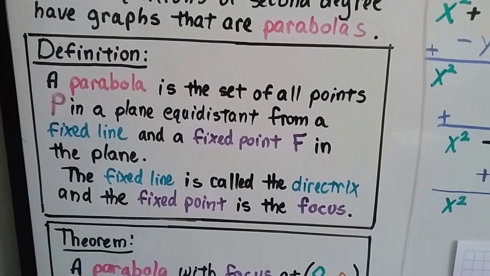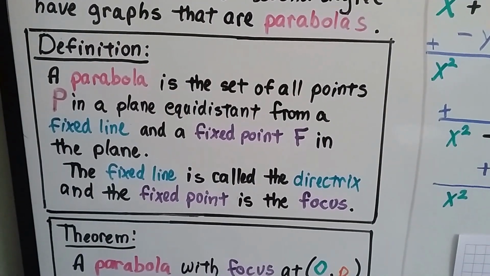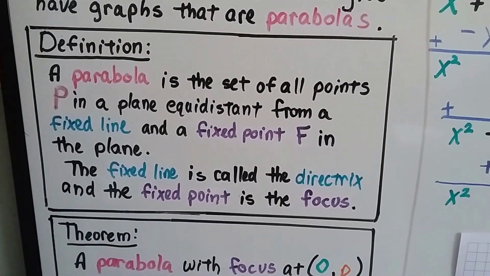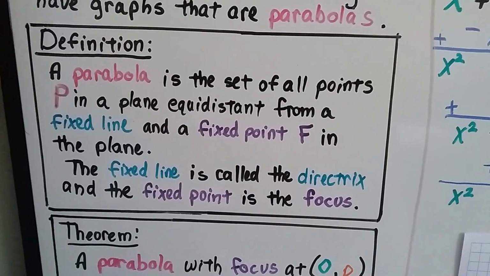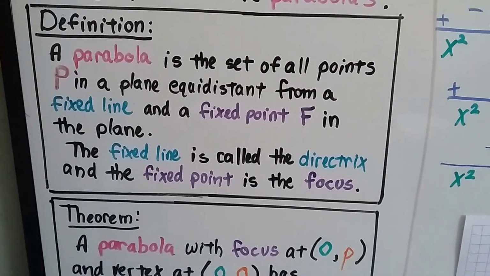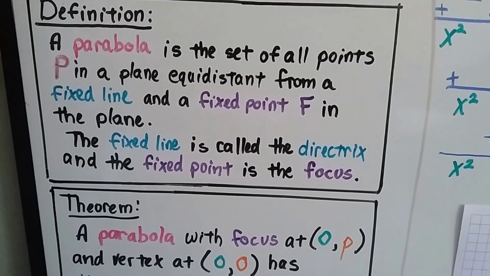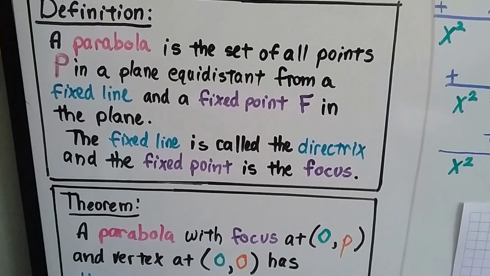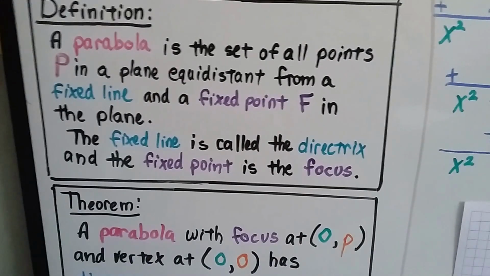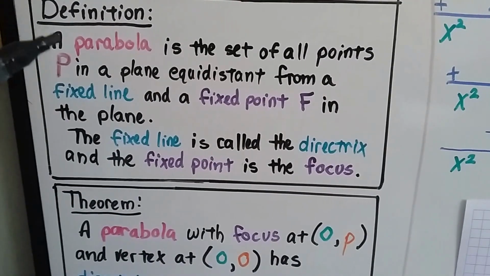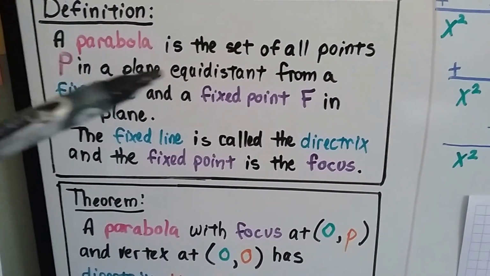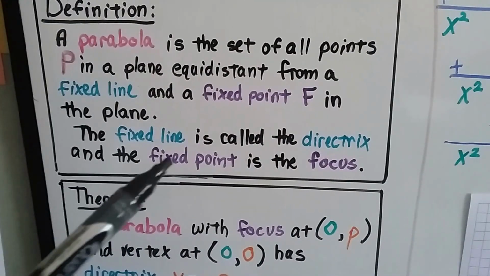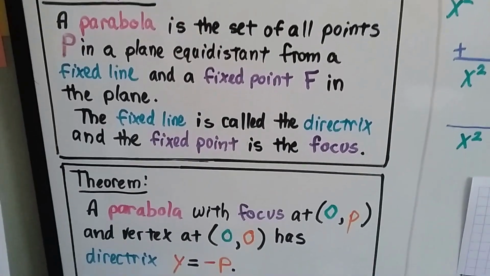Here's our formal definition. A parabola is the set of all points P in a plane equidistant from a fixed line and a fixed point F in the plane. The fixed line is called the directrix, and the fixed point is the focus. So what it's saying is that it's the set of all points P that are of equal distance from the directrix and the focus, okay?